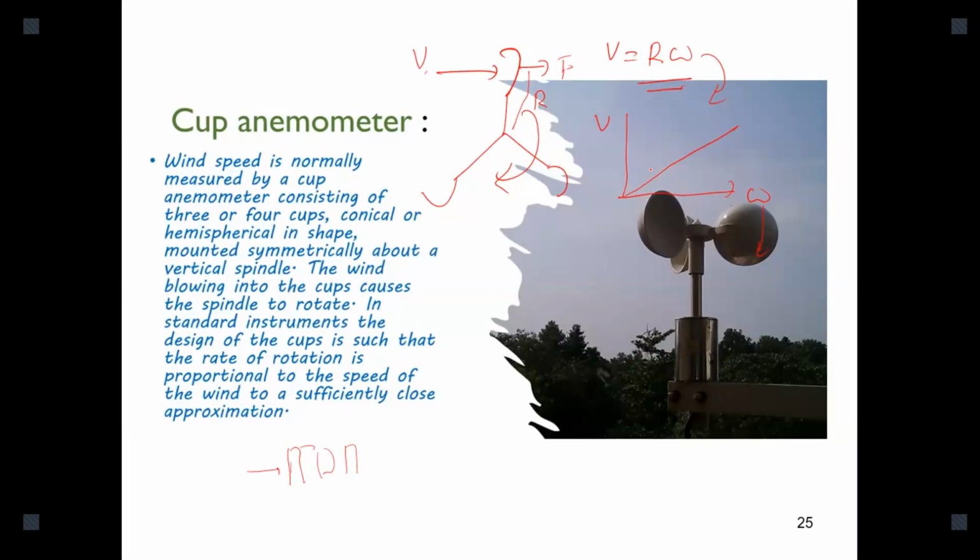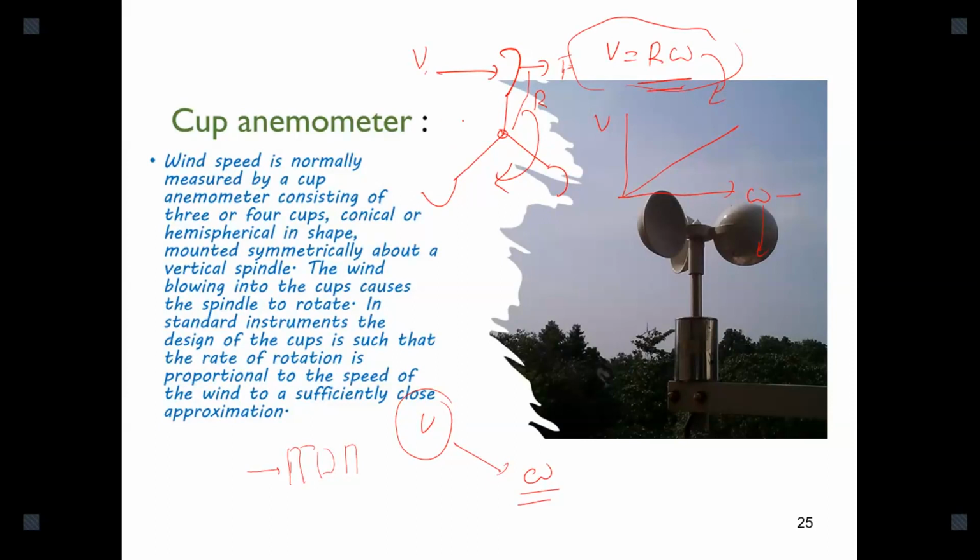You can see here the measurement and output. We need to measure wind speed, but we can measure the rotational speed, and it is directly proportional. This is the equation here. So this is a very accurate piece of equipment we can use. Now, what is the disadvantage of this type of equipment?